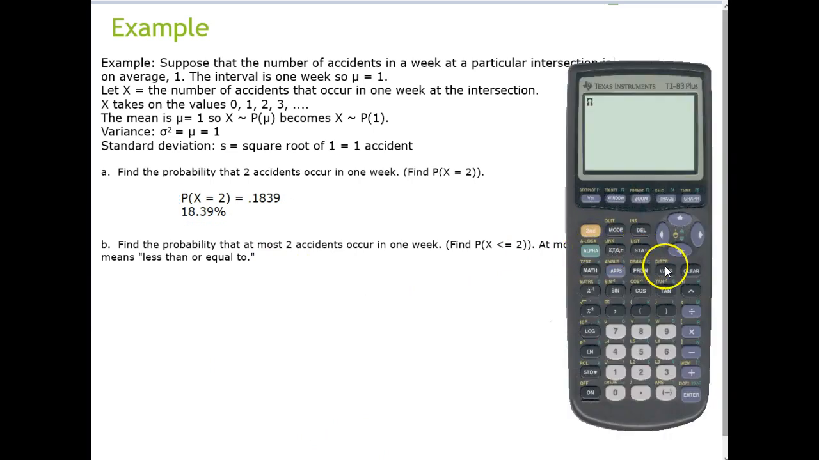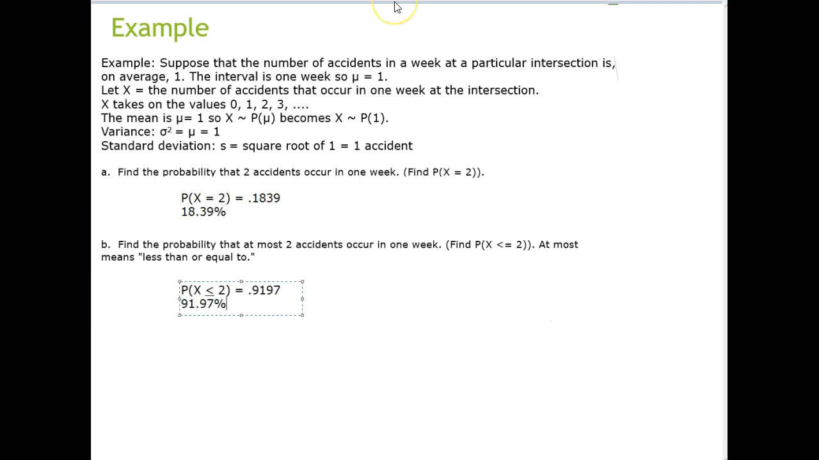So we're going to hit second distribution, go down to Poisson CDF, hit enter. The CDF is the cumulative, because it's less than or equal to, and we get an answer of 0.9197. So there is a 91.97% chance that at most 2 accidents will occur in 1 week.